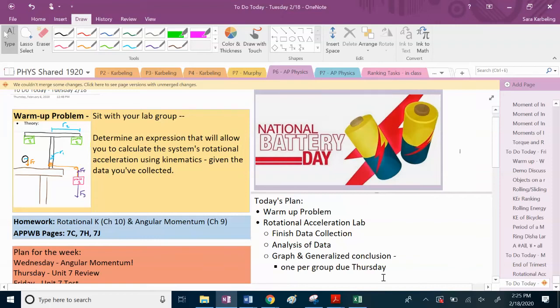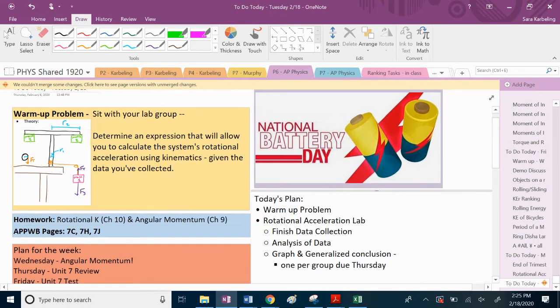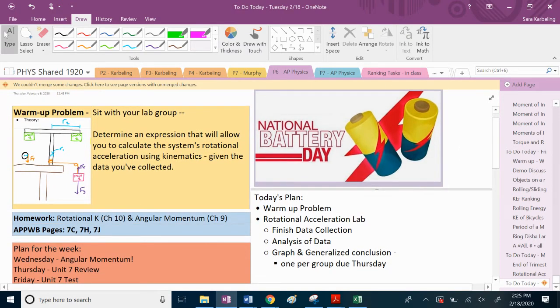Jump in and do a lab. So before we actually start doing the lab, I just want to give you a rundown on what our plan is for the day and for the week and all of that sort of thing.